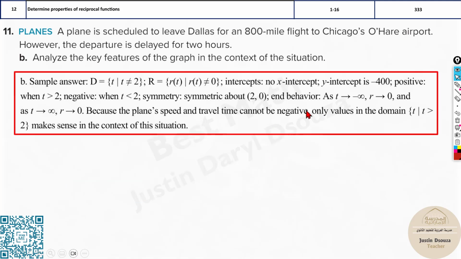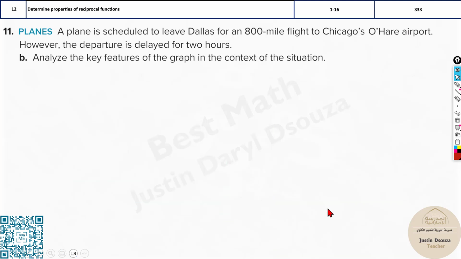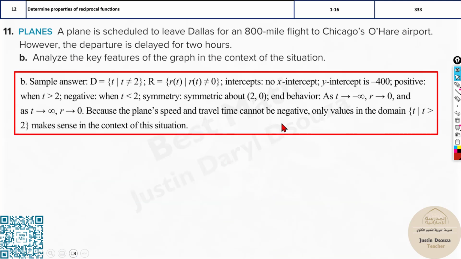Then what else do they want? You can tell the end behavior, what is happening, and which is the positive part of the graph. It's positive for t greater than 2 and negative for t less than 2. So all those basic things you can just mention over here. But since it's the electronic part, you can easily see the graph, and I don't think this will be asked. Even if this is asked, you can easily get it from the equation.